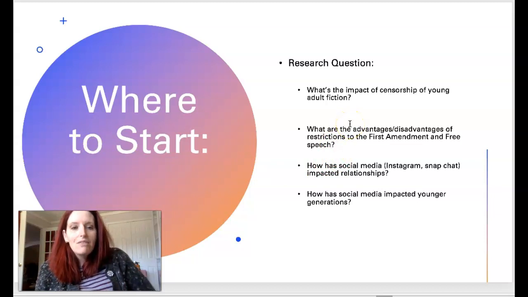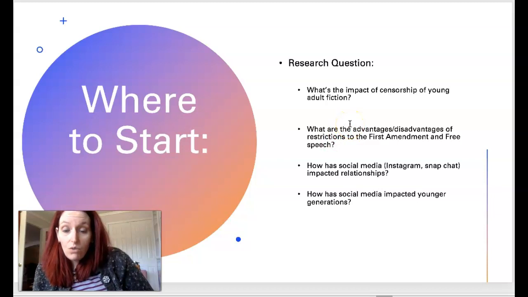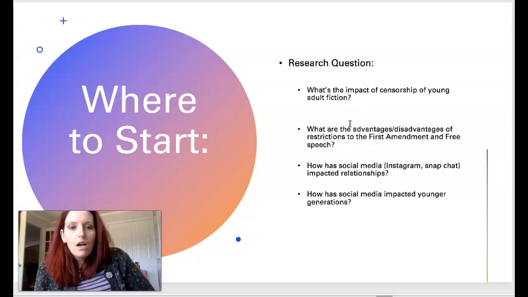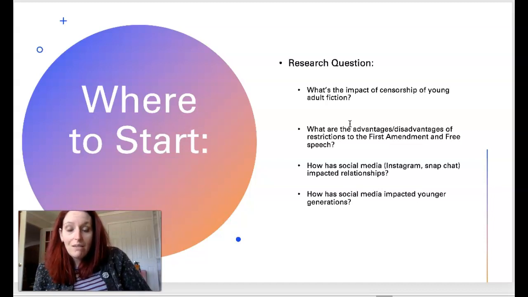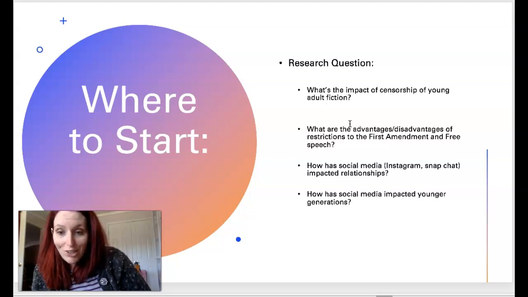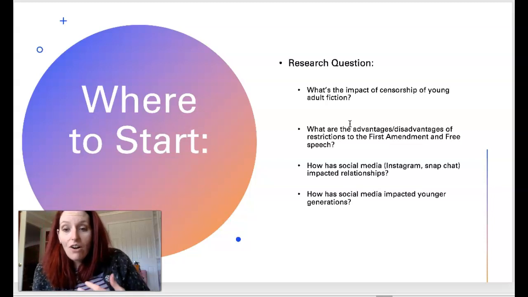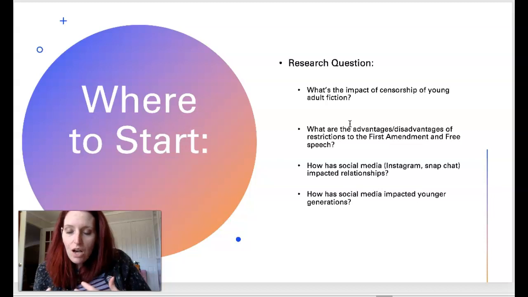Here are some examples of research questions. What is the impact of censorship of young adult fiction? What are the advantages or disadvantages of restrictions to the First Amendment and free speech? How has social media impacted relationships? How has social media impacted younger generations? These are all, I think, controversial issues or questions that focus on an issue that could be controversial.